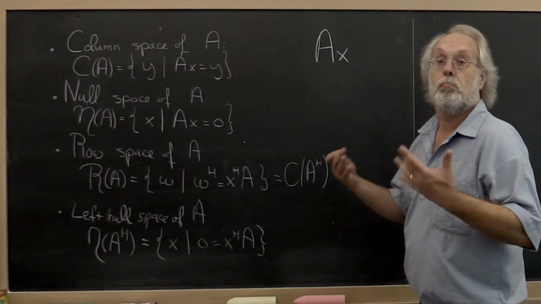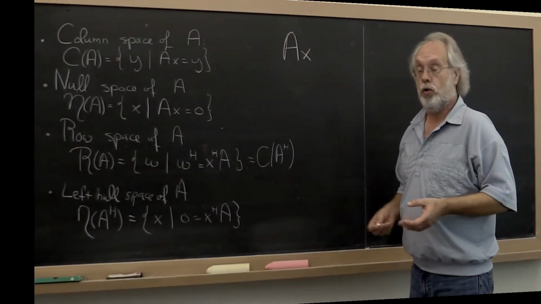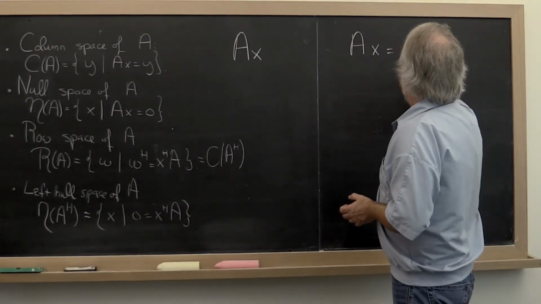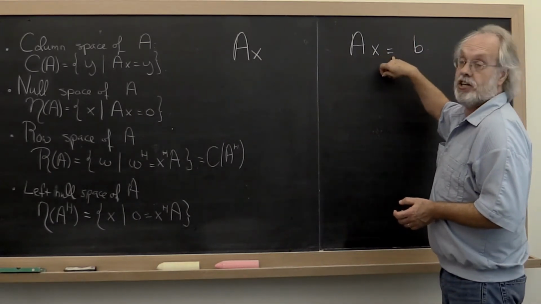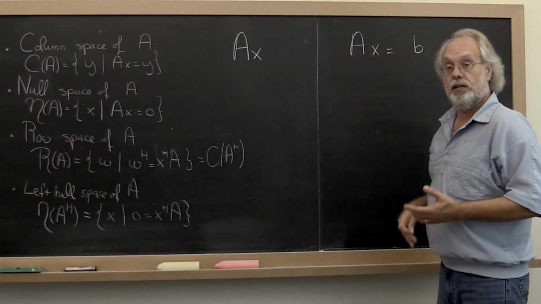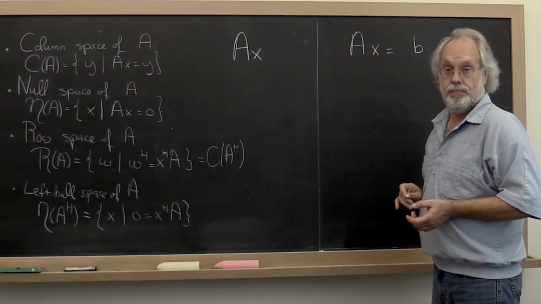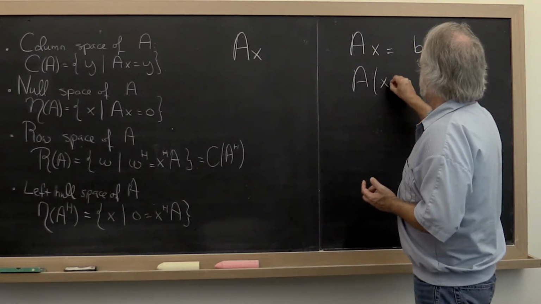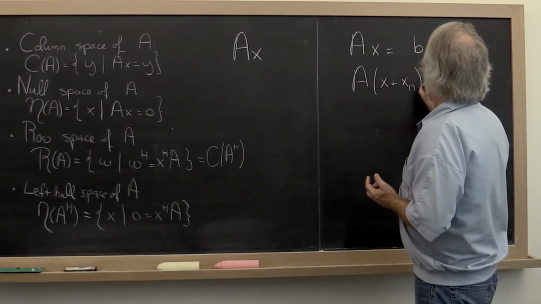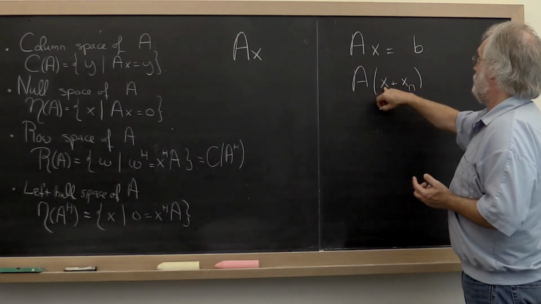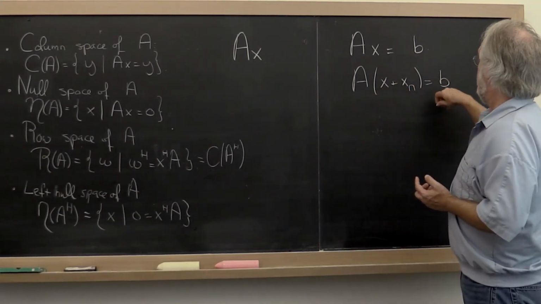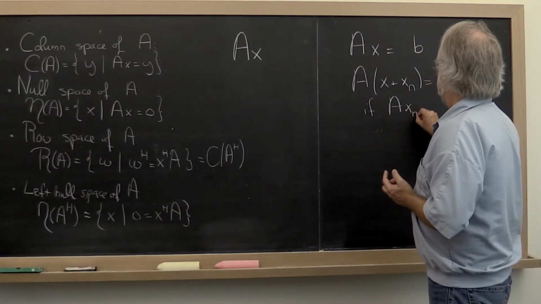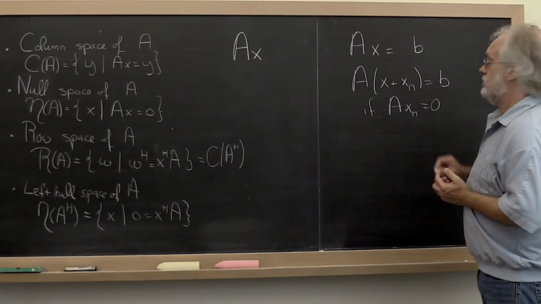Now, some properties that you learned along the way was that if A times X is equal to B, if this actually can be solved, then B must be in the column space of A. Okay? If you find such a solution and then you add a vector in the null space of A to the solution X, then again you get B. If A times the Xn is equal to 0.